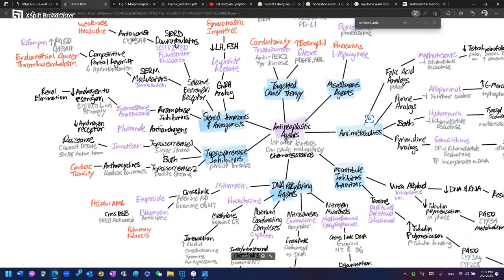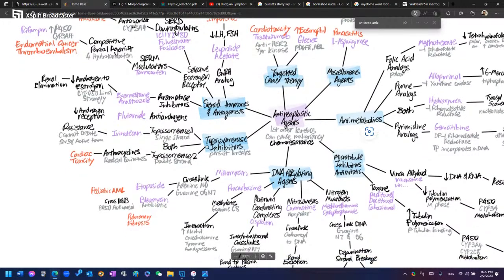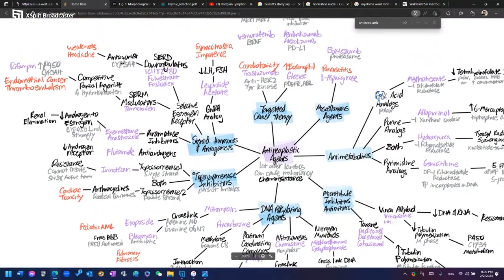There's topoisomerase inhibitors, which can have a lot of toxicity because it's really messing with your cell division as well.